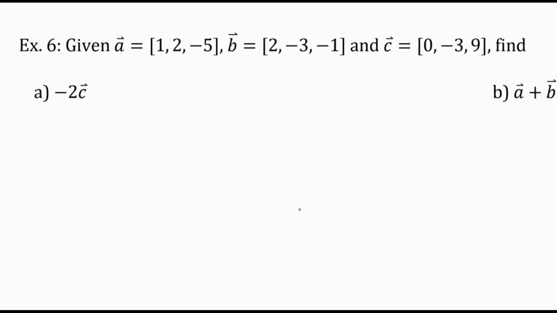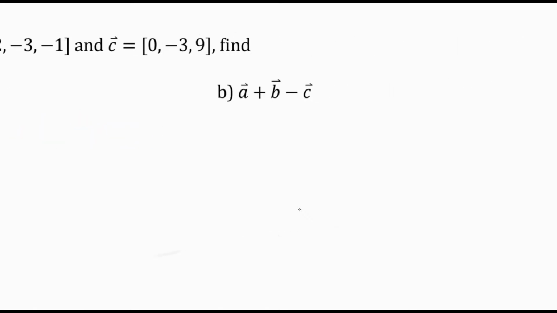Okay, so here's a few more examples. Again, just doing different things. We're given 3 vectors here. What is -2 times c? Well, I'm just going to take -2 and multiply it through by each of those components. So it's 0, 6, positive 6, -2 times -3 is 6, and -18. Right? It's as easy as that.